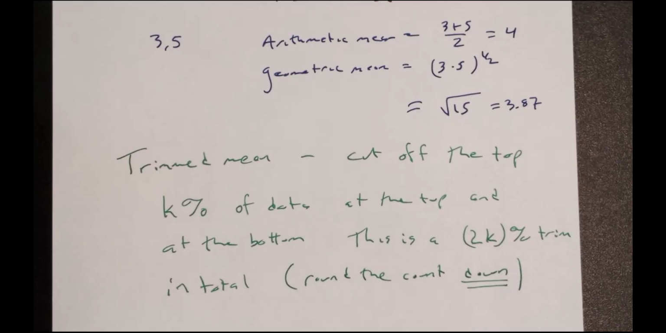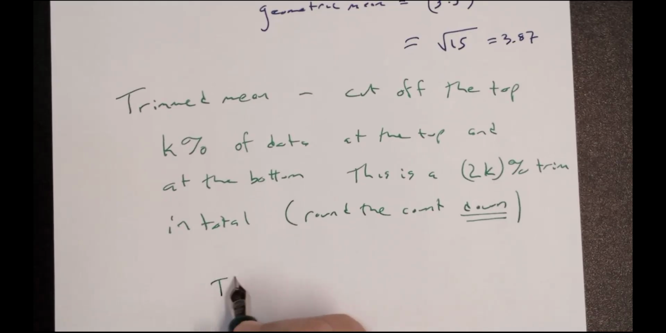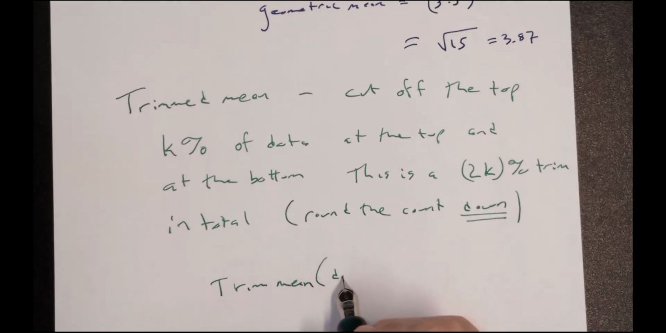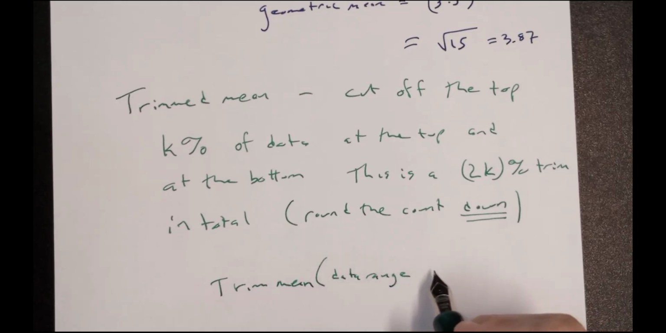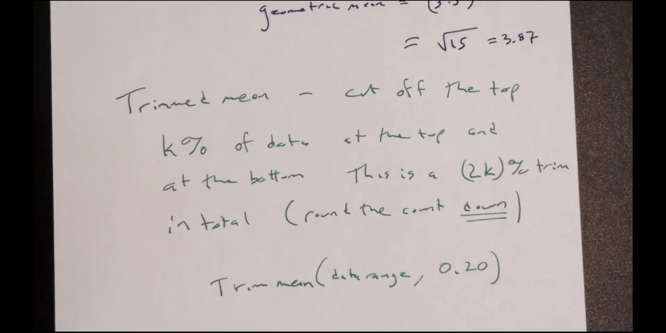By the way, there's a command in Excel to do a trimmed mean. This command, TRIMMEAN as one word, then you tell it where the data is, comma, the percentage to cut. So this says 0.2, that's 20%. 20% means you take off the 10% on the bottom and the 10% on the top. A 20% total trim.